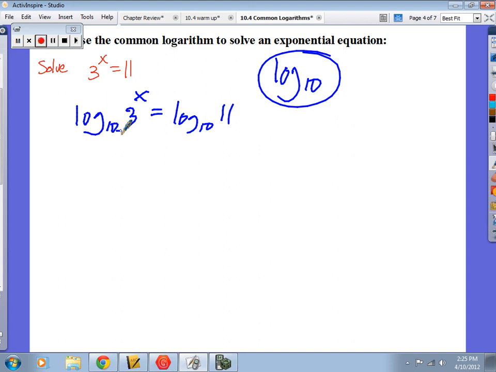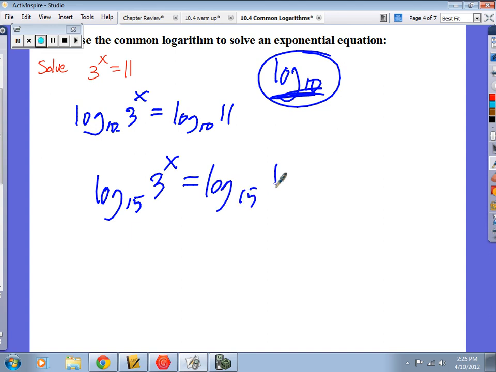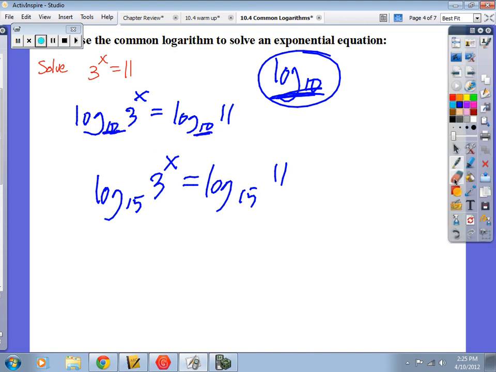So Brandon, I am strategically after log in base 10. You can do this for any base. You can go log in base 15 of 3 to the x equals log in base 15 of 11. But I'm going to choose base 10 because your calculator is going to do base 10.